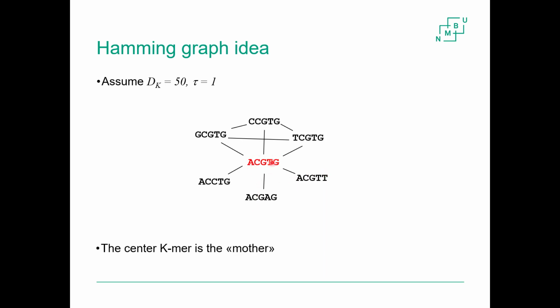Think of it as a mother sequence, and then all the other ones around are sort of generated, or children, of this mother sequence. So that's why I draw this red, to make it stand out from the rest. So what we are trying to do now, by making these Hamming graphs, is to locate these k-mers among all the k-mers, right?